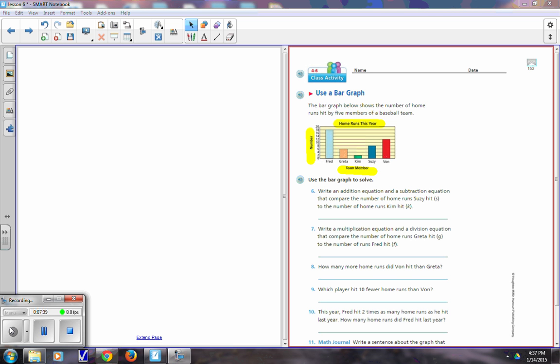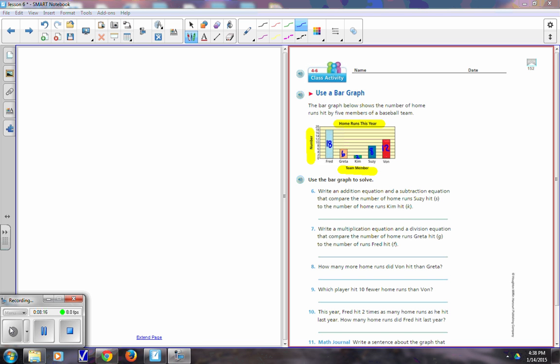It says, write an addition equation and a subtraction equation that compare the number of home runs Susie hit to the number of home runs Kim hit. Well, again, when I see a graph, I like to figure out what each of these bars is telling me. So I say Fred is 18, Greta is 6, Kim is 2, Susie is 8, and Vaughn is 12.